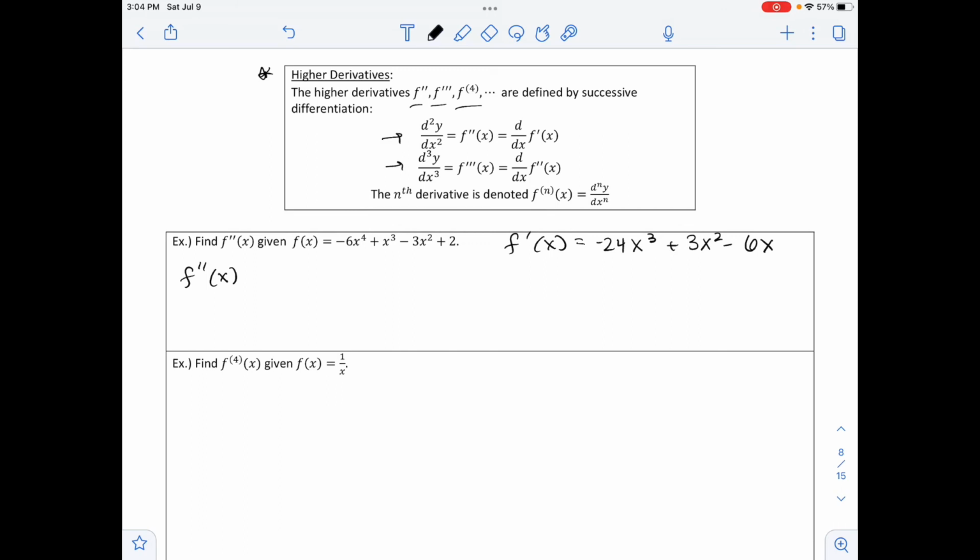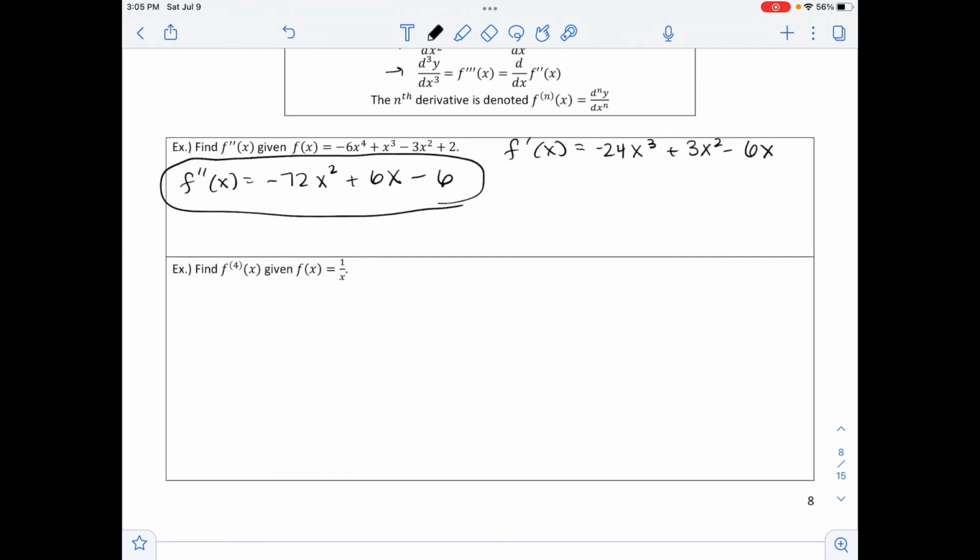So this is our first derivative, and we need to use this to find our second derivative. So taking the derivative of the derivative, we're going to have negative 24 times 3, which is negative 72, x to the second, plus 6x, and then the derivative of negative 6x is going to be just negative 6. And so you can see as you're taking derivatives, those powers are getting smaller as we go. Eventually we would hit 0.